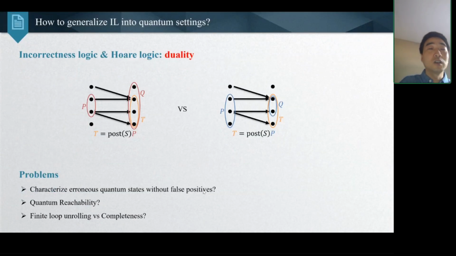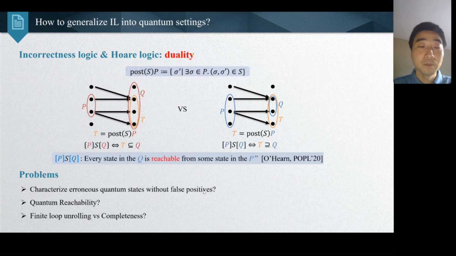So let's first recall the classical incorrectness logic. Otherwise, you have approximation and incorrectness logic, the under-approximation. So in some sense, they satisfy a duality relation. So the logic is defined as P C Q. Every state in Q is reachable from some state in P.